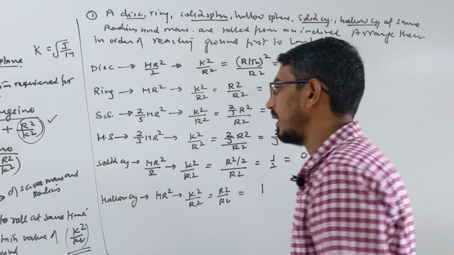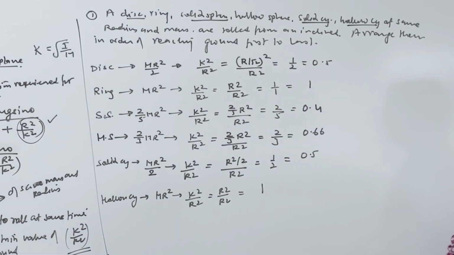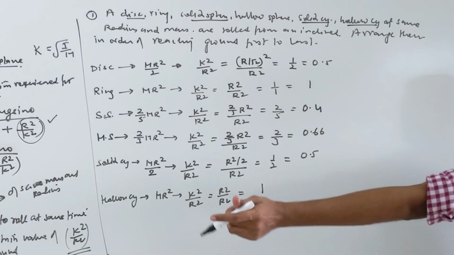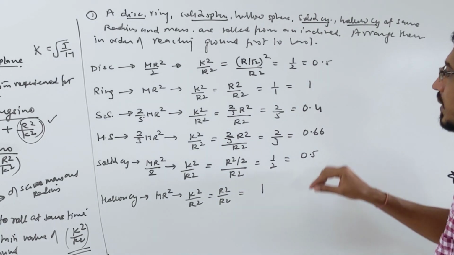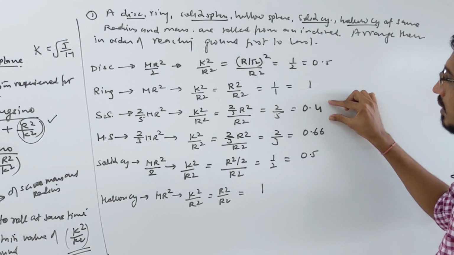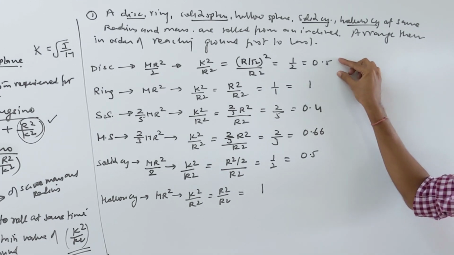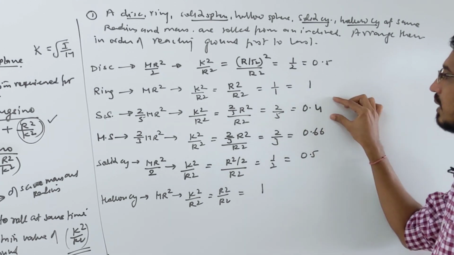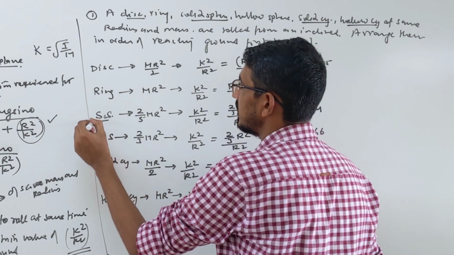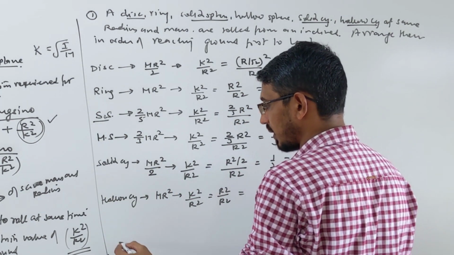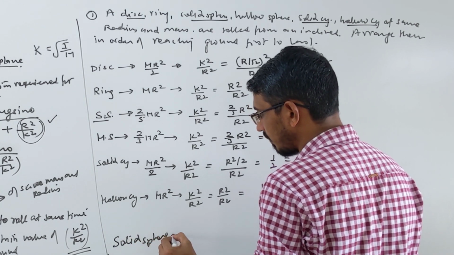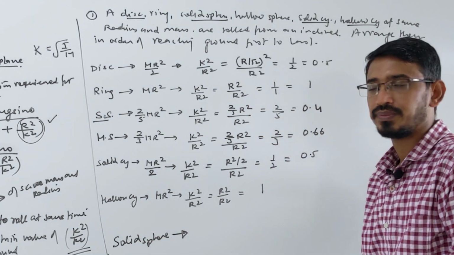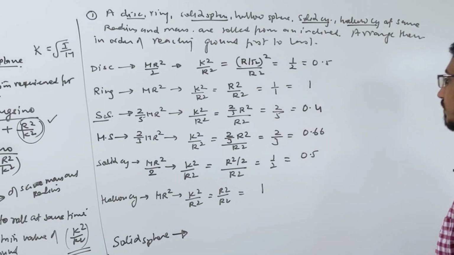Now we have calculated all 6 objects, and the k square by r square term we have calculated, and this will tell who will come first to the ground. So look here, whose value is minimum? You see the minimum value is 0.4, then 0.5, 0.66 and 1, right? So who is this? Solid sphere. So who will come first to the ground? Solid sphere will be reaching first to the ground, right? First. Then who comes second? 0.5. There are 2 objects which have the same values.